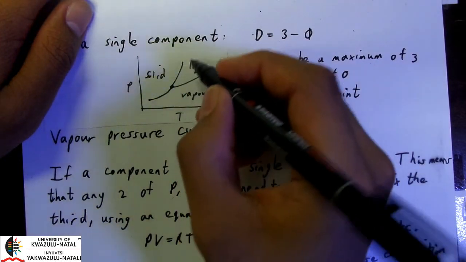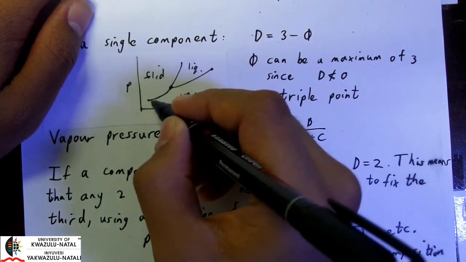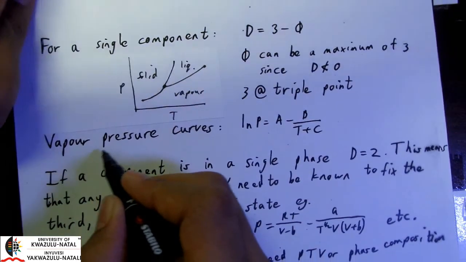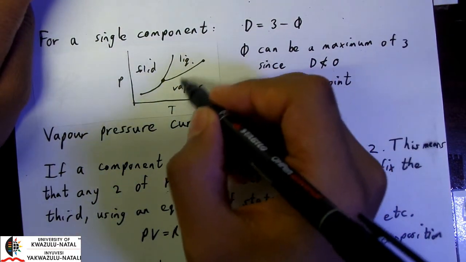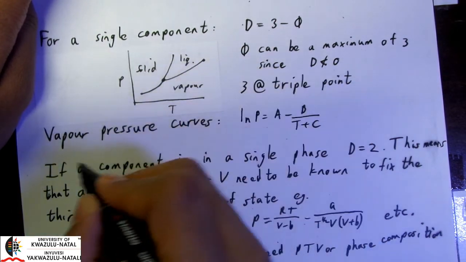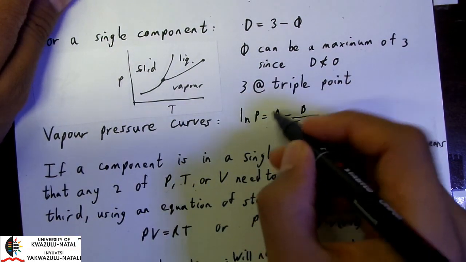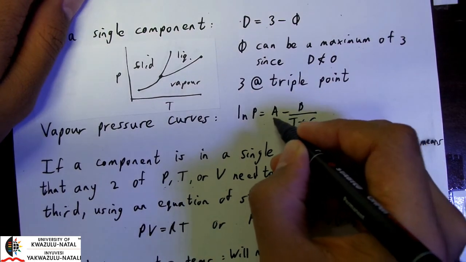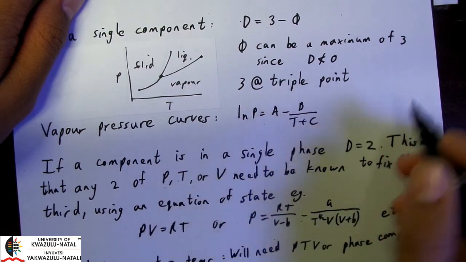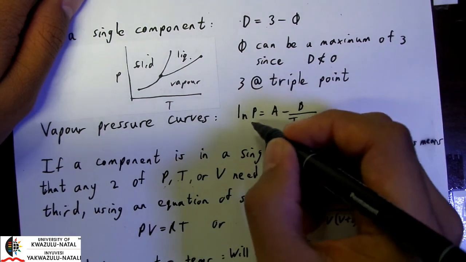And there are of course various lines, or various equations to describe these lines, one of which is the vapor pressure curve for the liquid to vapor transition. This is also known as the Antoine equation, with associated Antoine coefficients unique to each component, or each type of compound or molecule.